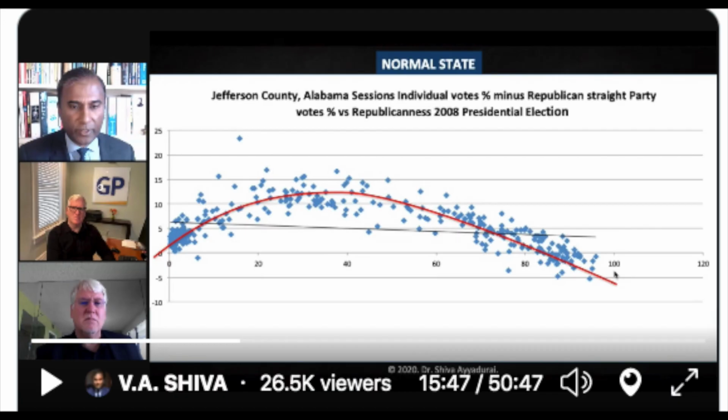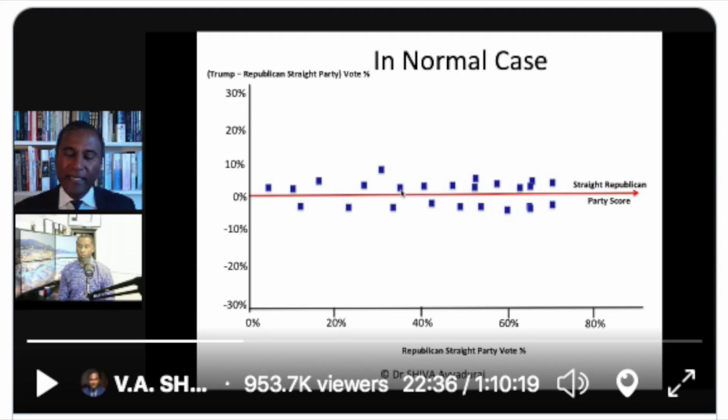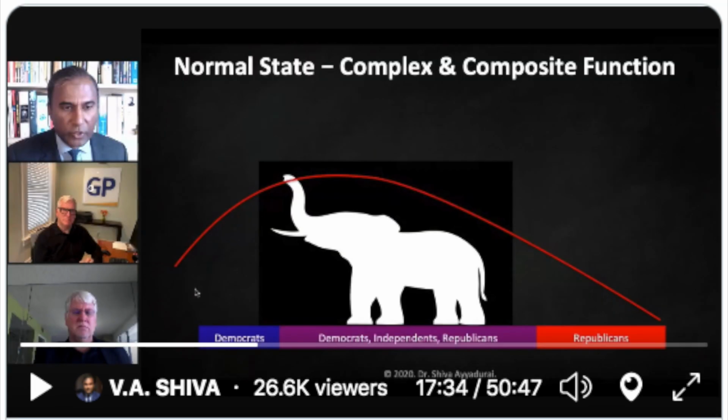Now, Shiva, who made the original claim, came back with a follow-up video in which he has completely changed his tune, and now what you expect to see is not the flat line, but instead this parabola. So a few days ago, the claim was there's vote tampering because under normal circumstances what you would see is this flat line. And now the claim is that there is vote tampering because what you would expect to see is this parabola.